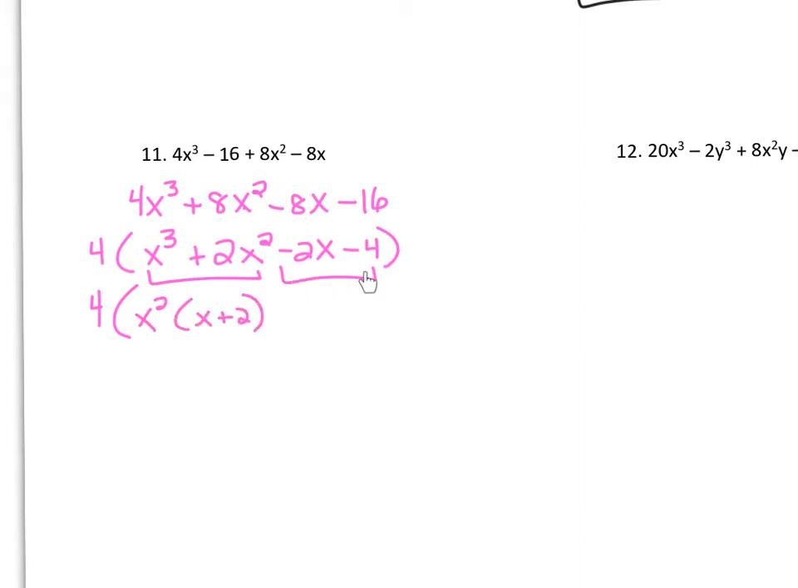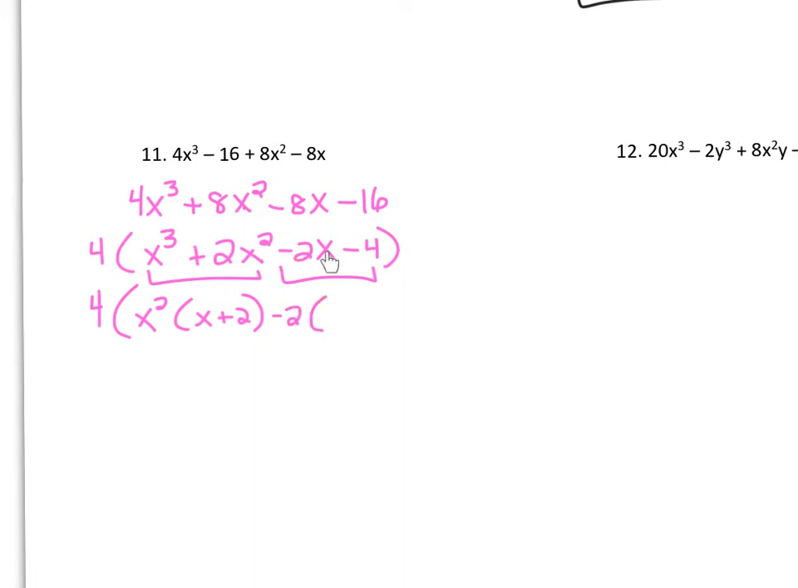And then in the next 2 terms, you have to decide, do I want to factor out a negative 2 or a positive 2? Since in this parenthesis both terms are positive, we want to be left with both terms being positive in the parenthesis here. So in order to get both terms to be positive, we need to take these negatives and factor them out. So we're going to factor out a negative 2.